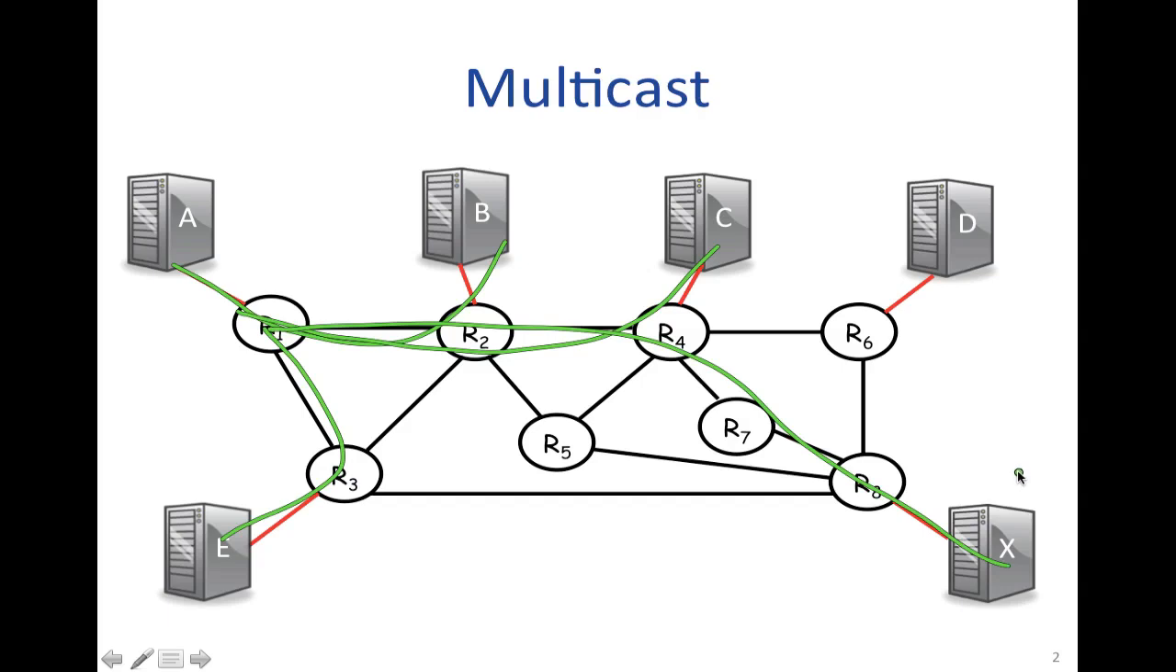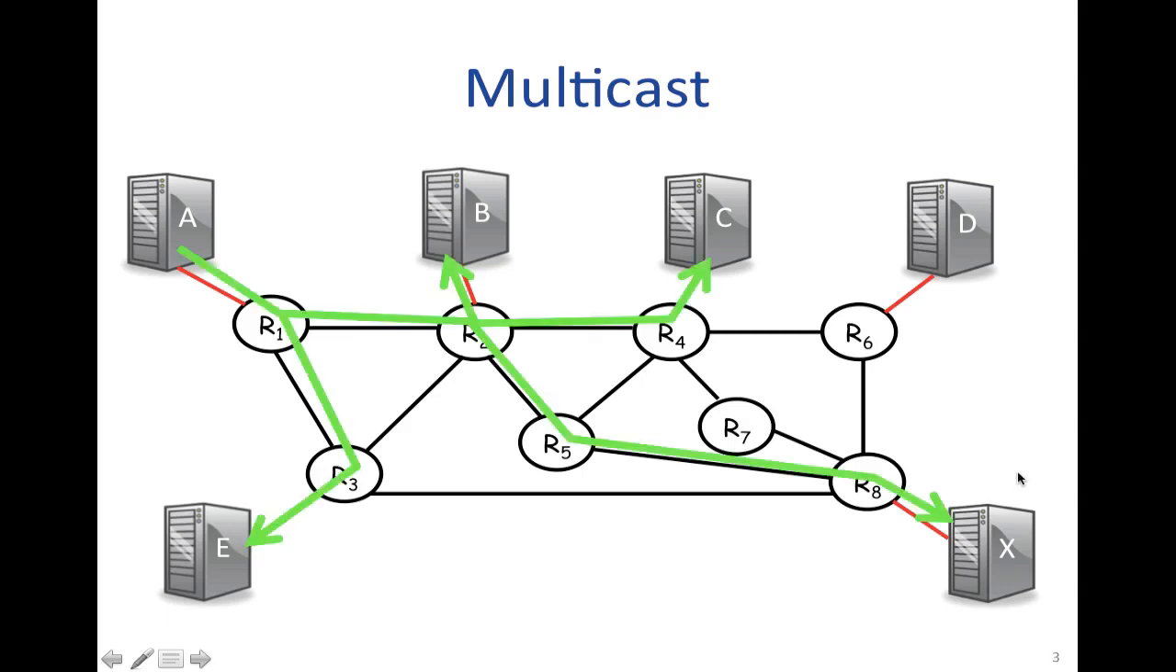So while we could easily send packets one at a time to each destination, as I showed, it's natural to ask if the network can or should do the replication for us. So for example, if the network was to duplicate the packets at R1 here, then it can more efficiently deliver to the end hosts. A only sends one packet, yet the packets are delivered correctly to all of the end destinations.